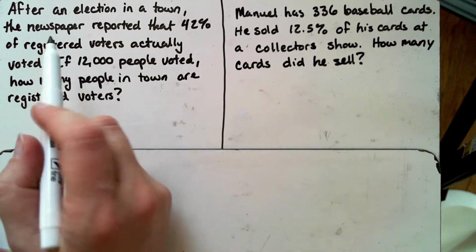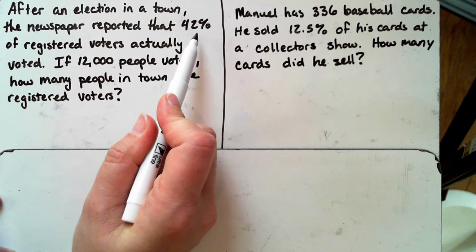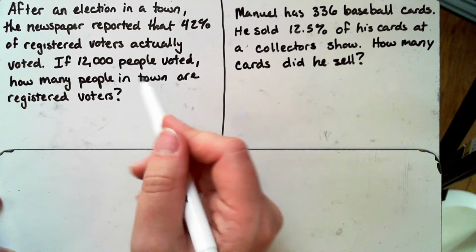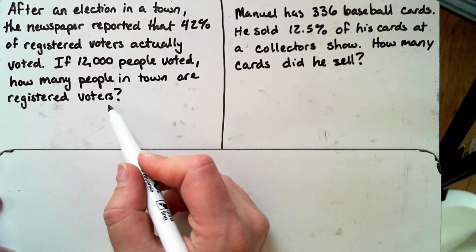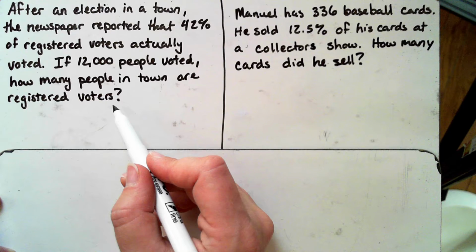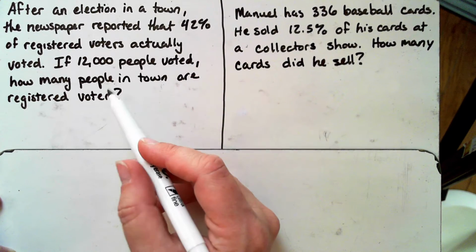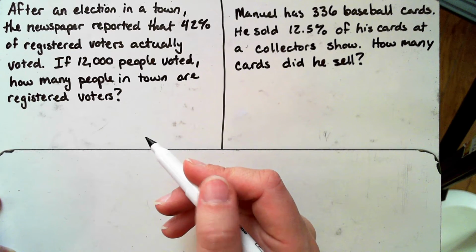Our first example says, after an election in a town, the newspaper reported that 42% of registered voters actually voted. If 12,000 people voted, how many people in town are registered voters? Now, one thing to note is that generally when they're talking about percentage questions, they've rounded these percentages. So we're going to have to round our final answer.